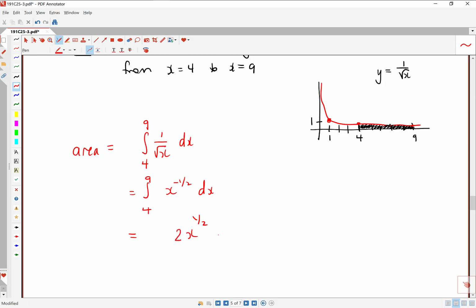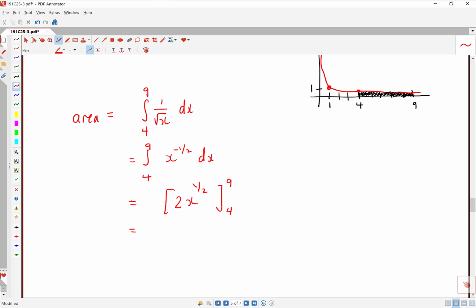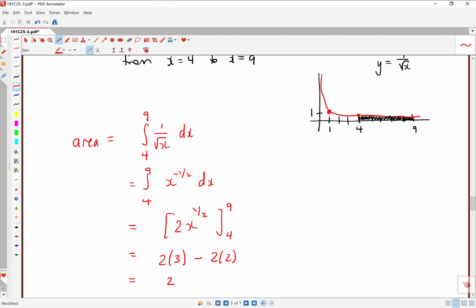And remember, you don't need a plus c for a definite integral. What you do need to do is plug in 9 and then plug in 4 and just subtract those values. So let's try it. We're basically saying 2 times root x is what we're subbing into here. So when we sub 9 into that, it's going to be 2 times 3. And then when we subtract the value at 4, it's going to be 2 times 2. So overall, our area comes out to 2. And just from looking at our rough sketch up at the top right corner, I would say, yeah, that's believable that that area could be 2 units.